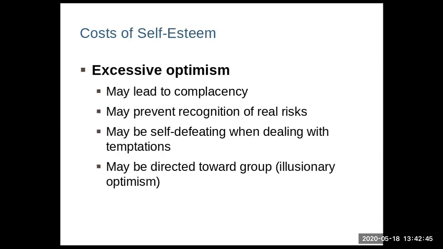It may prevent you from recognizing the real risks because you just think that you're perfect at everything, and so you don't even see any potential downsides that could happen. When you're dealing with temptations, that actually may be more self-defeating, because you're like, oh, I'm never going to develop a drinking problem, an addiction, so I can have as many drinks as I want and never have to worry about it. And so again, you're not recognizing that there's a real risk, especially if you have a family history.